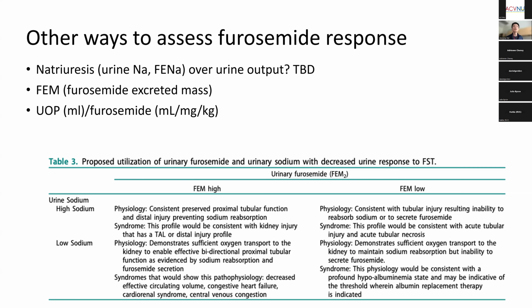Other ways to assess the response to furosemide, not only urine output. They talk about urine sodium and fractional excretion of sodium. As the diuresis occurs, the fractional excretion of sodium will increase. That's more to be determined. They also talk about the furosemide excreted mass, a nice way of dividing. It's more of a physiologic test, or practice for my brain, but probably a bit far from the case side, where we don't routinely measure furosemide in the urine.